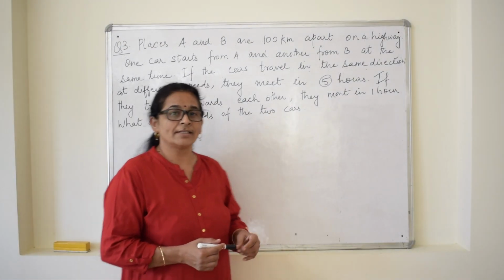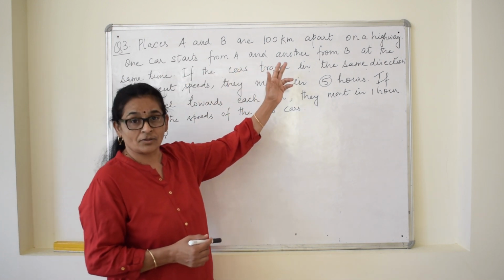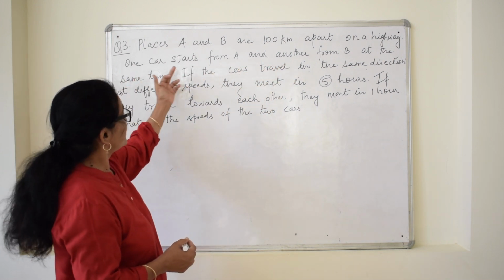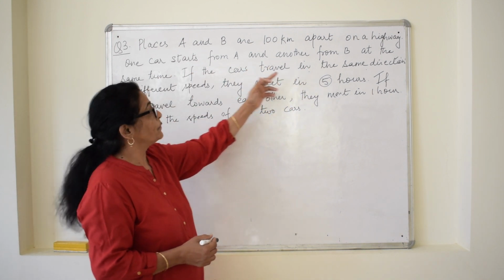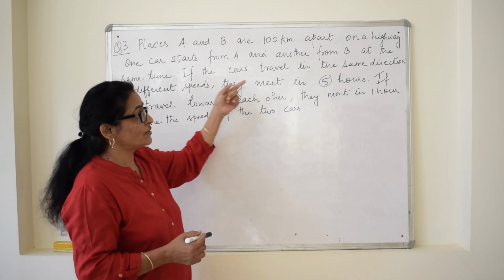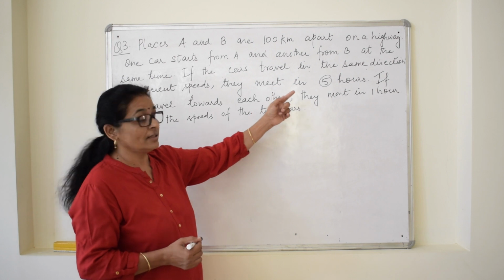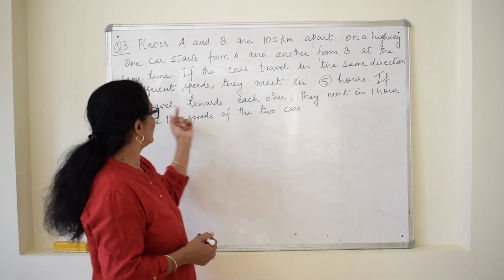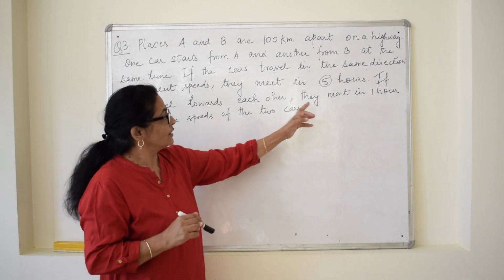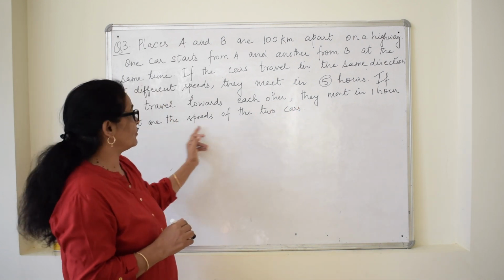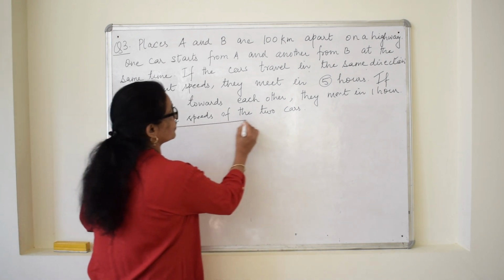Now let's see the third example. Places A and B are 100 kilometers apart on a highway, and a car starts from point A and another car starts from point B at the same time. If the cars travel in the same direction, with different speeds, they meet in 5 hours. And if they are traveling towards each other, means in the opposite direction, then they meet in 1 hour. We have to find out the speeds of the cars. So what is unknown? Speed of the car.